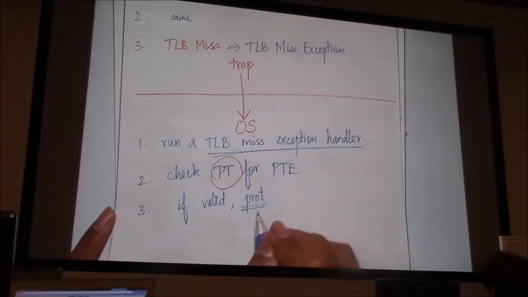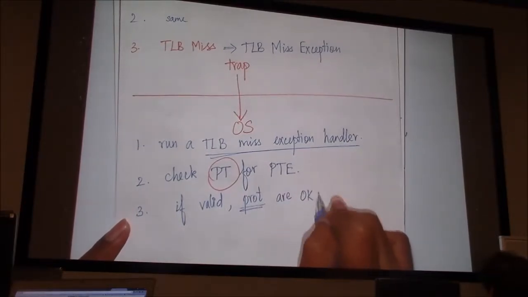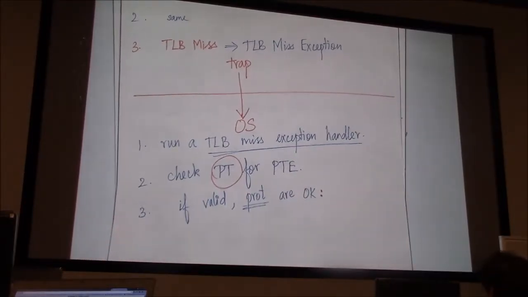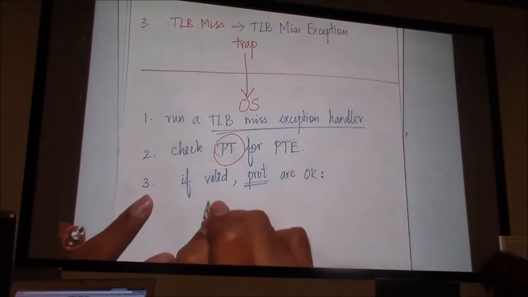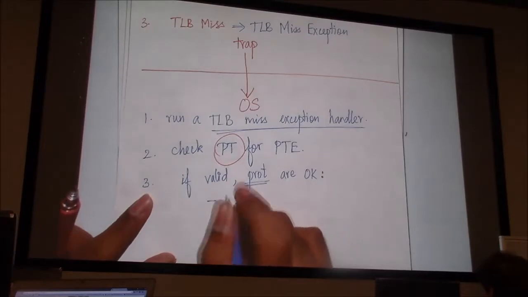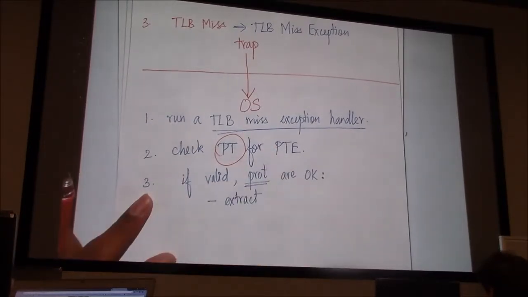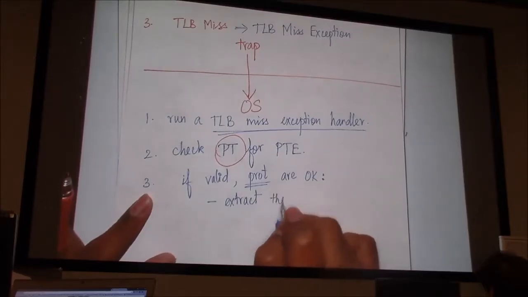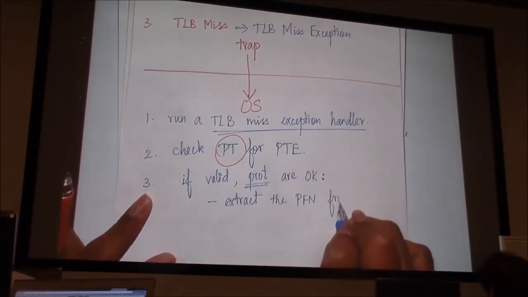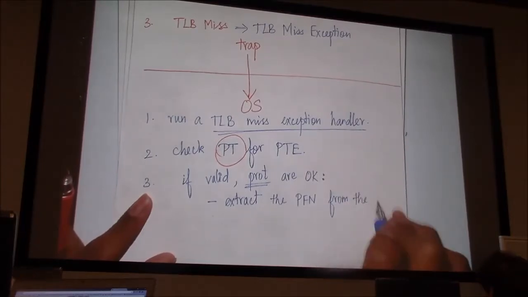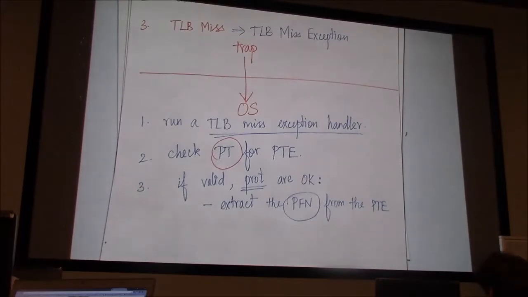If the valid bit and the protection bits are all okay, then what should the operating system do? As we did previously, it should extract the page frame number from the page table entry. Now we have the page frame number.